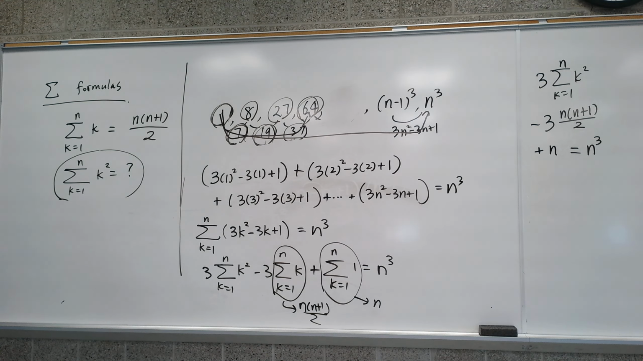And now I have 6 times what I'm trying to figure out, minus 3 times, let's multiply this out. It's n squared plus n, okay? And then plus 2n equals 2n cubed, right? And just move everything to the other side.